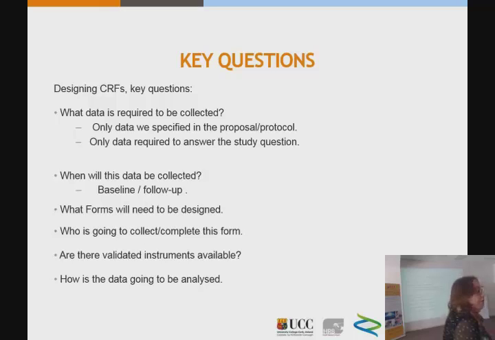Are the validated instruments available? So are you using a validated questionnaire, the scales, all of those things being validated? And if so, you would be integrating those into your system as well. And again, how is the data going to be analysed? Having that chat is very important.